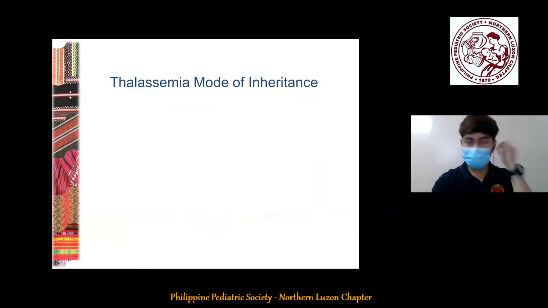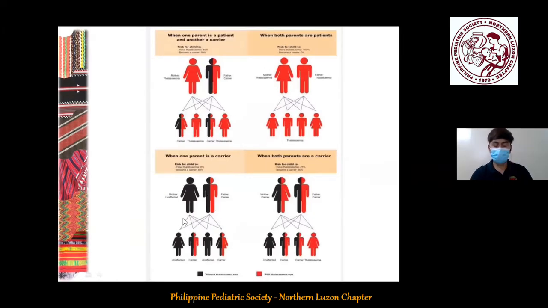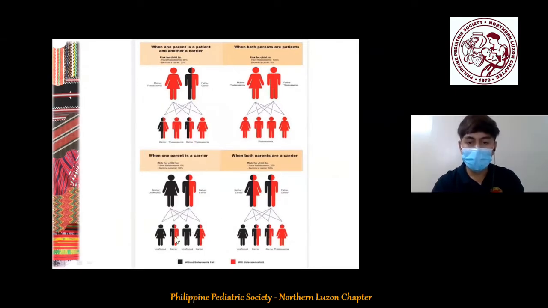What is the inheritance for thalassemia? Autosomal recessive. Okay, kapag sinabi nating autosomal recessive, dapat both parents are affected para magkaroon sila ng thalassemia baby. Okay, mag-start po tayo dito. When one parent is a carrier only, kung normal yung nanay, wala silang magiging anak na thalassemia. But, meron 25% chance ng lalaki magiging carrier.